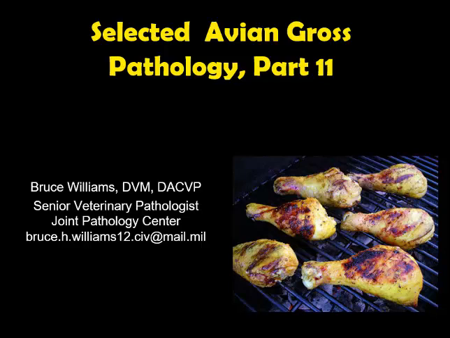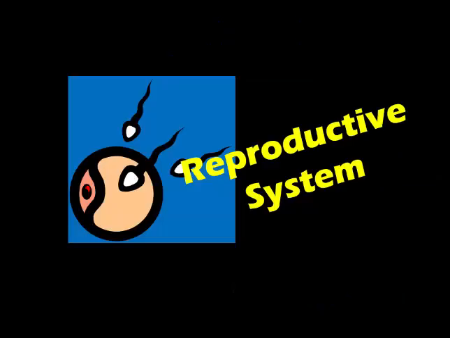Well, hello, it's Bruce Williams again, and today I would like to present the final lecture in my series on the selected gross pathology of avian species. Part 11 is going to cover the reproductive system.